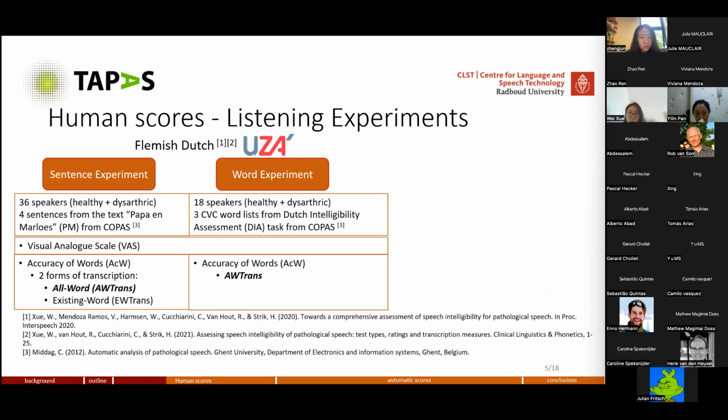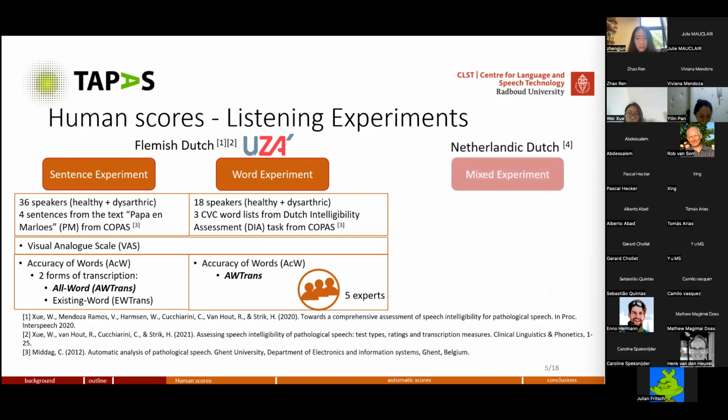Then the accuracy of words was extracted from these orthographic transcriptions. We also recruited 5 experts to participate in both experiments. These experts were speech language pathologists and had very rich experience in assessing intelligibility and giving therapy to dysarthric speakers. To explore the difference in the human scores, I also analyzed the listening experiment of Netherlandic Dutch.